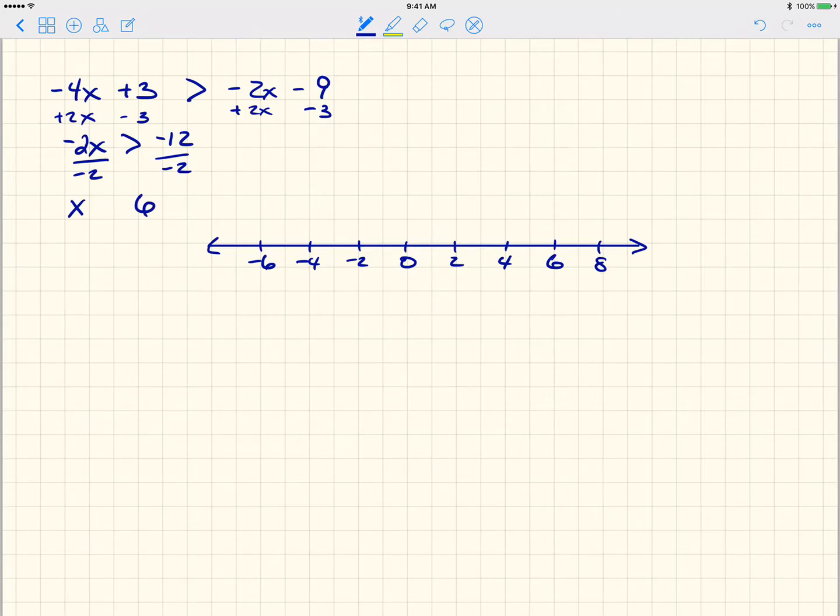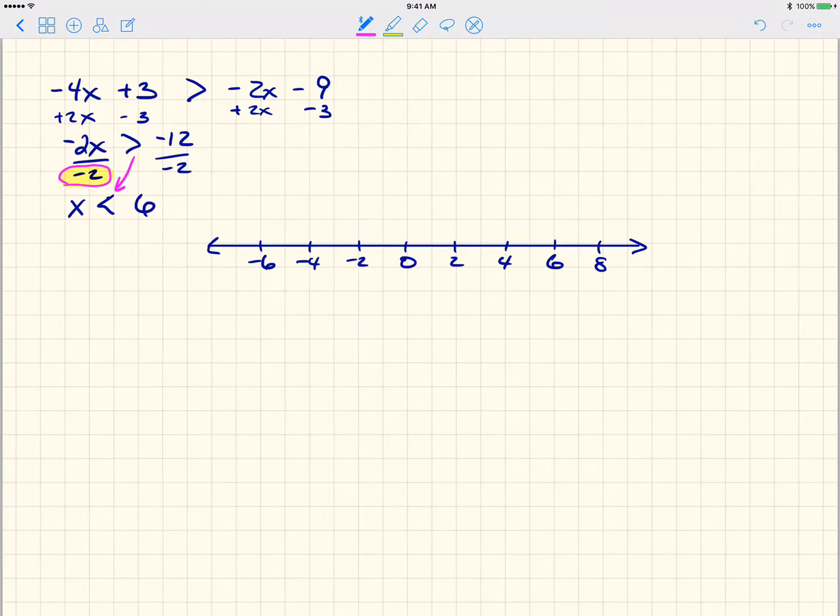But remember the rule. Because we multiplied or divided by a negative value, we have to flip the sign. Before, where we had a greater than symbol, because we divided by a negative value, we flip the sign. So now the sign turns into a less than symbol. This is important to remember, this symbol now turning into that symbol, because in this case we divided by a negative 2. So our final answer is x is less than a positive 6.